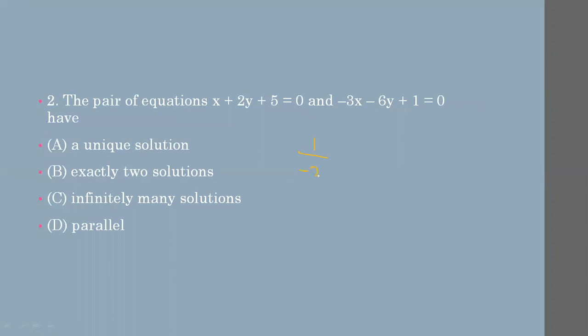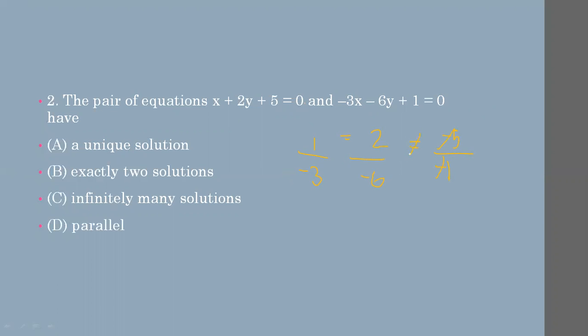We have to check. So here it is 1 by -3 equal to 2 by the coefficient of y in the second equation, -6, and the coefficient of constant, which is -5 and -1.